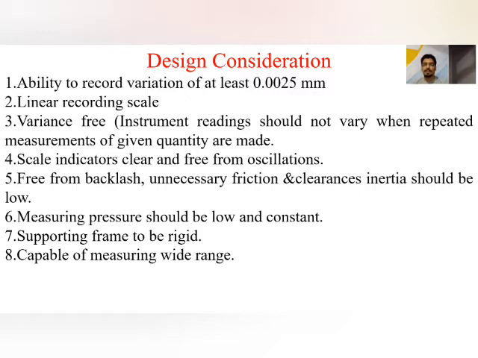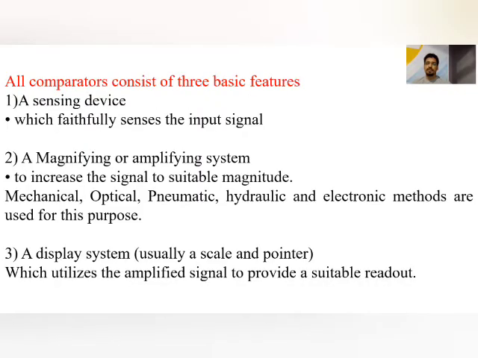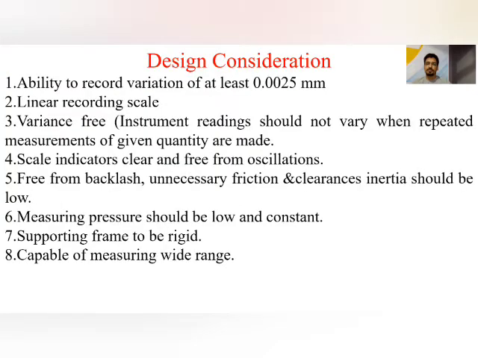Sixth is measuring pressure should be low and constant. The pressure which is applying on the plunger with respect to the standard, it should be low. It means like in this figure, the pressure in between this plunger and this standard or this workpiece is very low and constant. It should not be very variable.